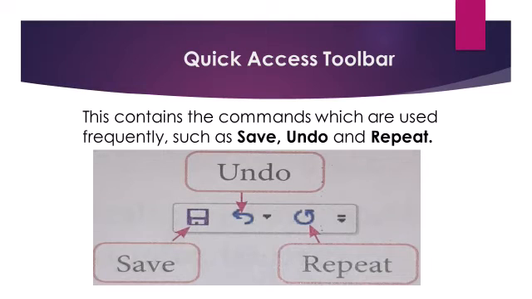Next, we come to quick access toolbar. This contains the commands which are used frequently, such as save to save the document, undo to remove any changes, and repeat to rewrite something again.